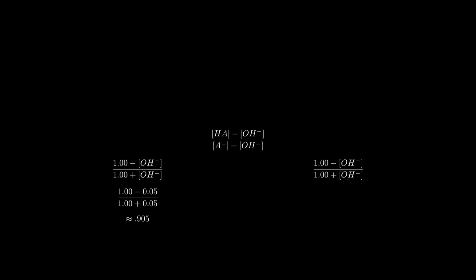On the other hand, if we add something more drastic, such as 0.20 molarity hydroxide into the equation and calculate it out, we get a number around 0.667, which is much further away from the original of 1.